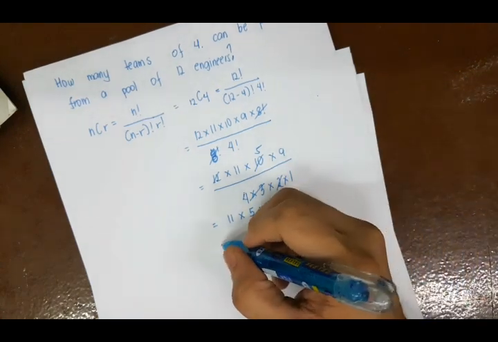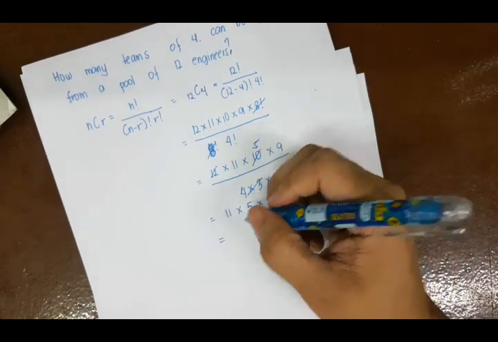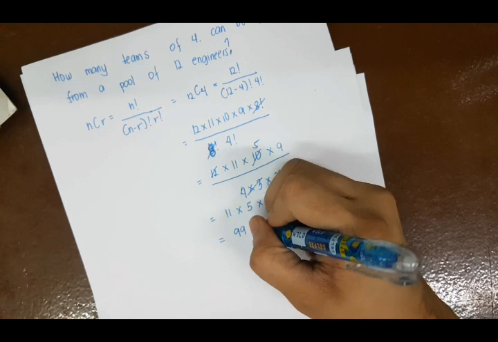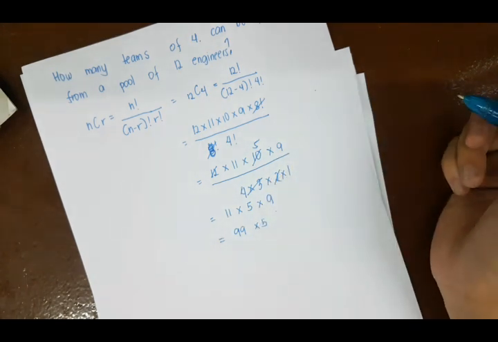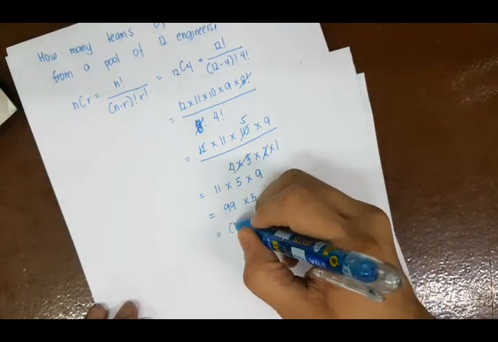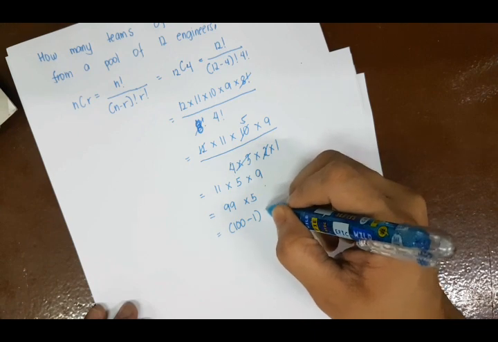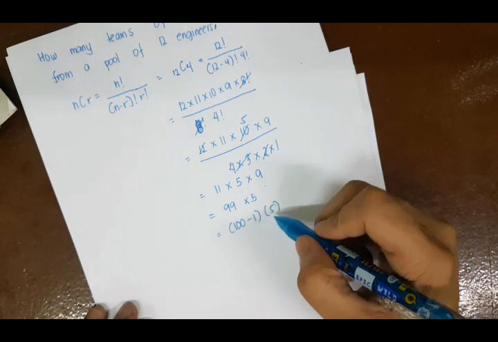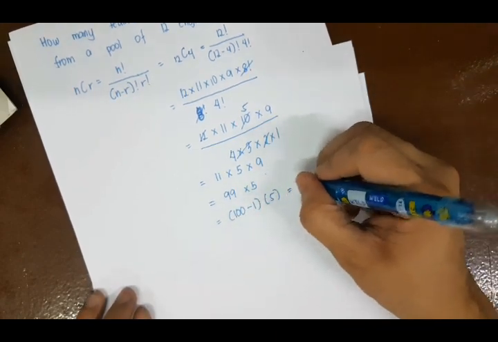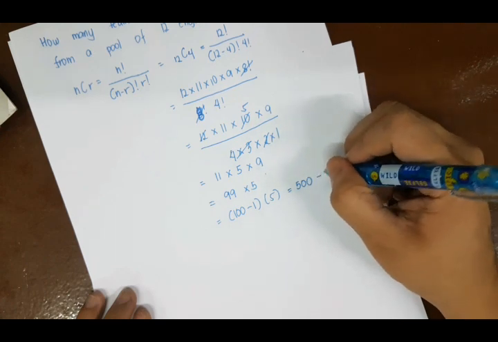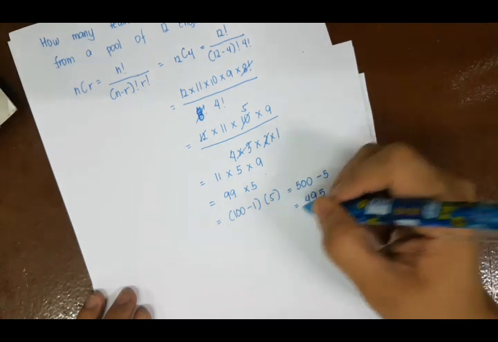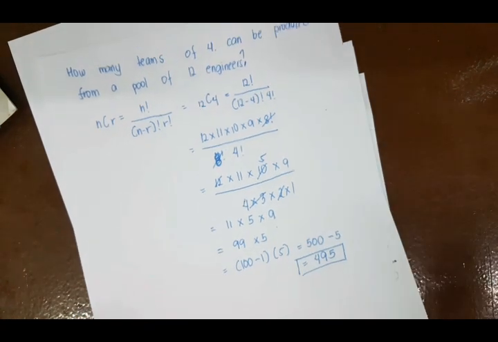Okay? So I know that 11 times 9 is 99 times 5. If you don't have a calculator, let's see. Remember, 99 is equal to 100 minus 1, times 5. So we can distribute 5 to this expression. So 500 minus 5 is equal to 495. So that's the answer for this problem.